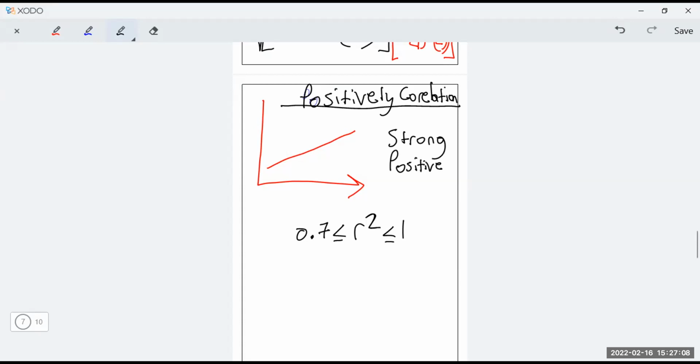When R square is between 0.7 and 1, that's when it's going to have a strong positive correlation. I like to remember it with the R square values. A lot of teachers might tell you it has strong correlation with the R value. So if you were to square root 0.7, a lot of teachers maybe write it this way.